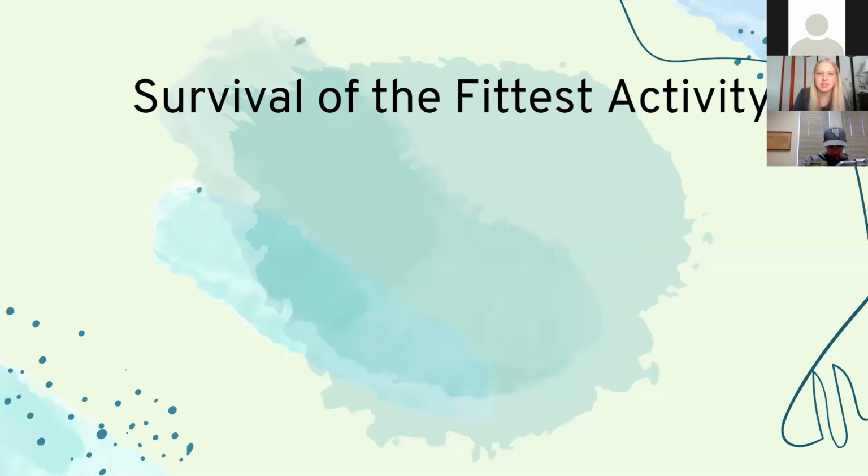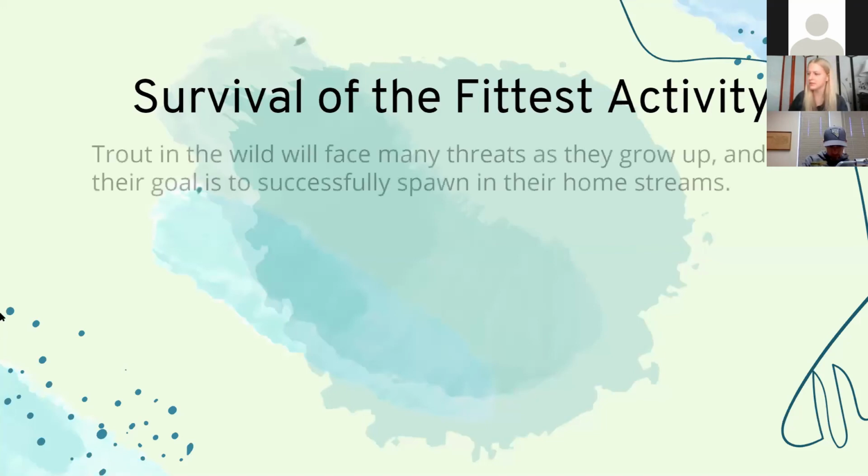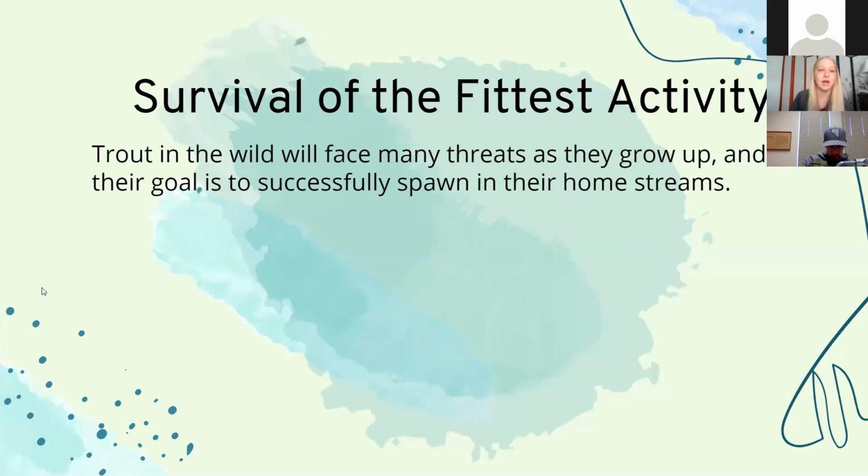It's kind of an extension of this presentation. You are not required to do it, but if you have it and if you're ready to go through it, I'm just going to briefly go over what it is. Trout in the wild face so many threats as they're trying to complete their life cycle and successfully spawn in their home streams. This worksheet is basically an example of what those threats are and maybe how many are actually going to survive through their life cycle.